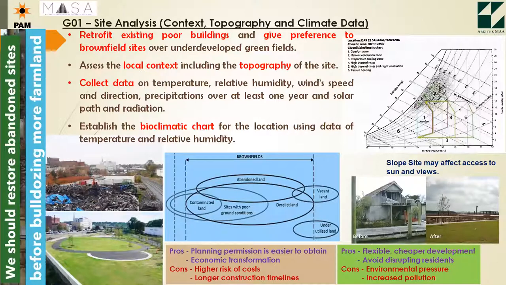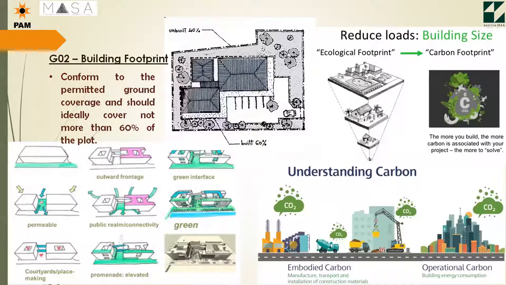So those come with the cost, and then you need some space also, to think of how to accommodate. The next one is to establish a bioclimatic chart, so that you know you're using data, and everything helps you in terms of the design. So the next one is the building footprint. It seems a very simple logic and simple words as well, but people tend to forget that.